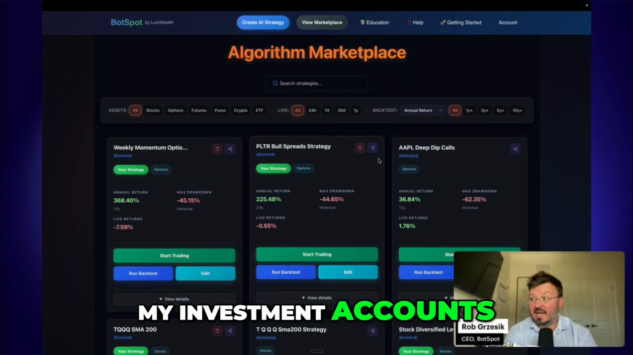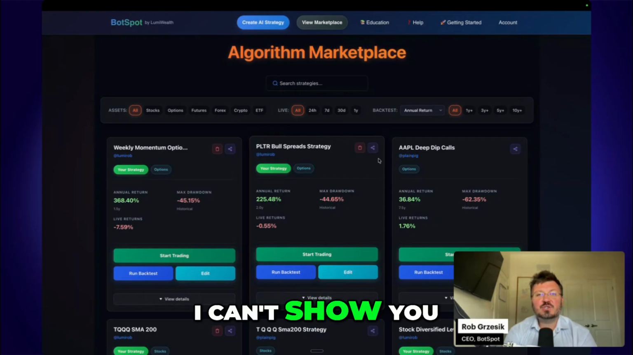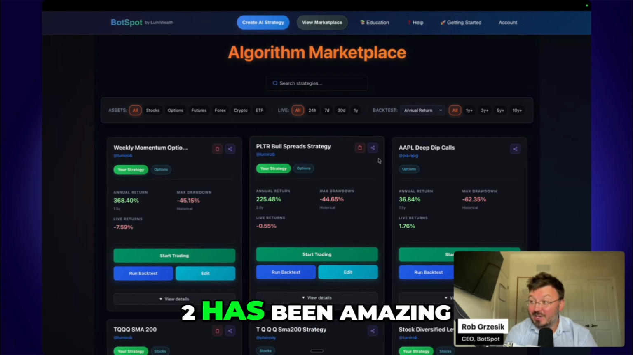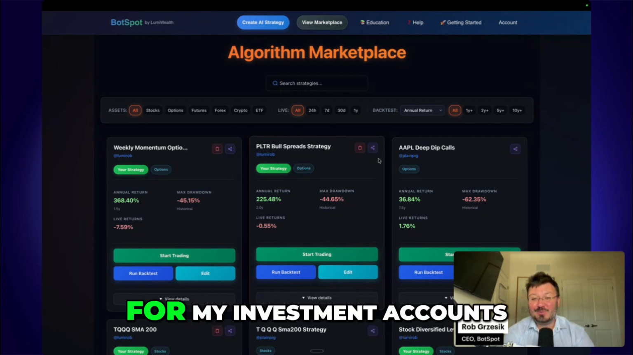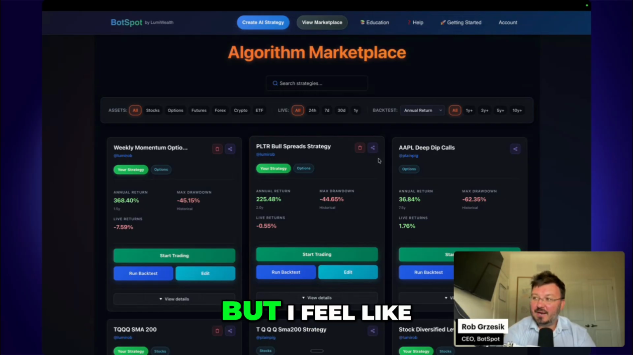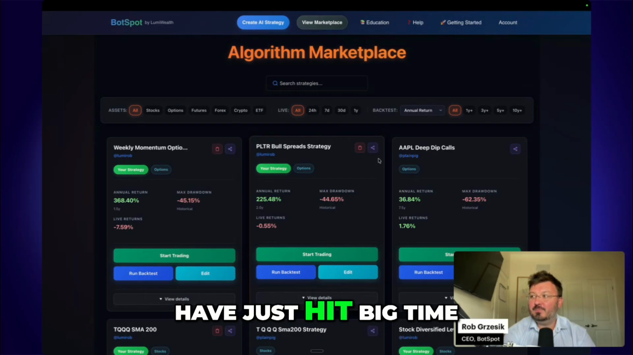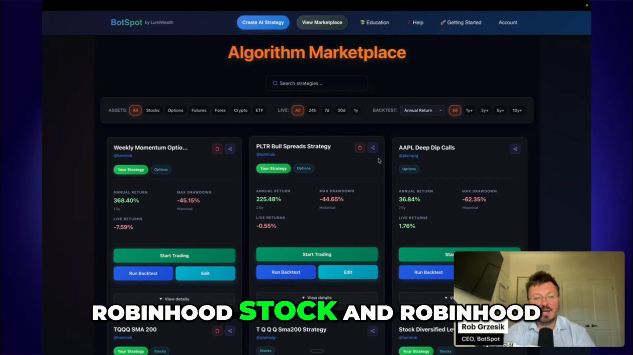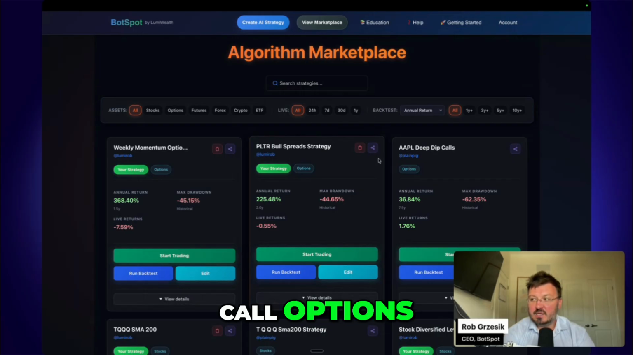My investment accounts, I can't show you right now because my phone is being used as a camera. But holy crap, the past week or two has been amazing for my investment accounts. I don't know if you guys own the same stuff that I own, but I feel like every single one of the companies that I've picked and own options in have just hit big time. So I own Robinhood stock and Robinhood call options.